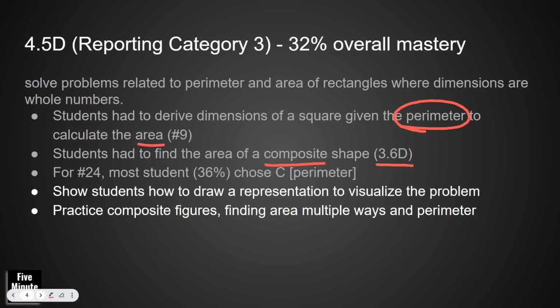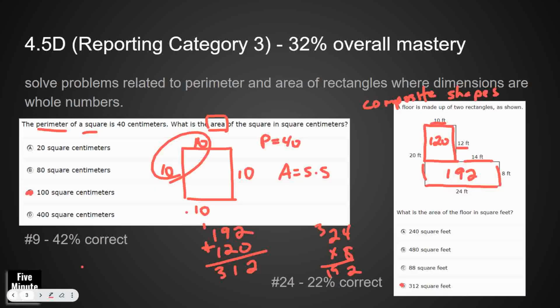For number 24, the composite shape, most students actually chose C. 22% got it correct, but 36% chose C. And how would we get C? 88, literally adding all the way around. Students might have recognized the word area, but then it wasn't a rectangle or a square, so they really didn't know what to do. So they just found the perimeter. We really need to stress the difference between area and perimeter, and also remind them of how we can find the area of composite shapes. They did it in third grade, so they could do it again in fourth grade.